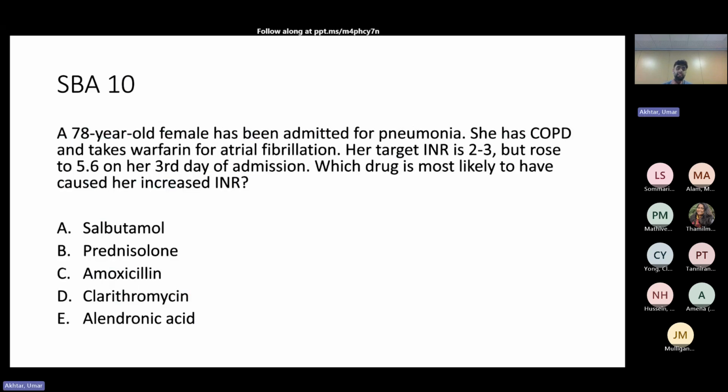Okay, fine. SBA number 10 now. A 78-year-old female has been admitted for pneumonia. She has COPD and takes warfarin for AF. Her target INR is 2 to 3, but it has risen to 5.6 now on the third day of admission. Which drug is most likely to have caused her increased INR? I'll give you guys a minute or two for this just to work it through.